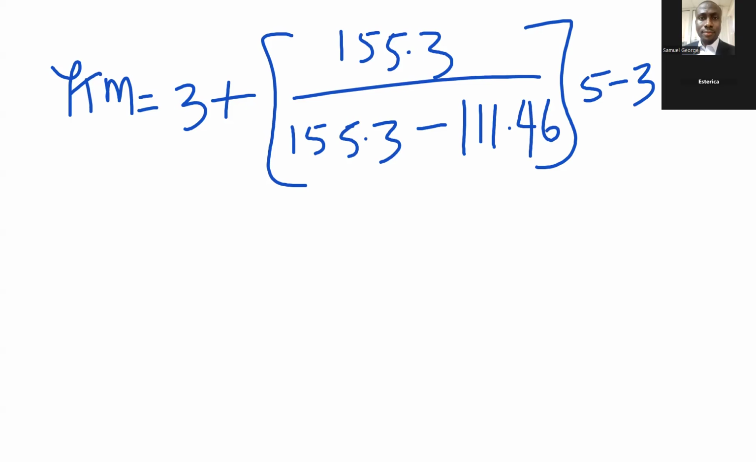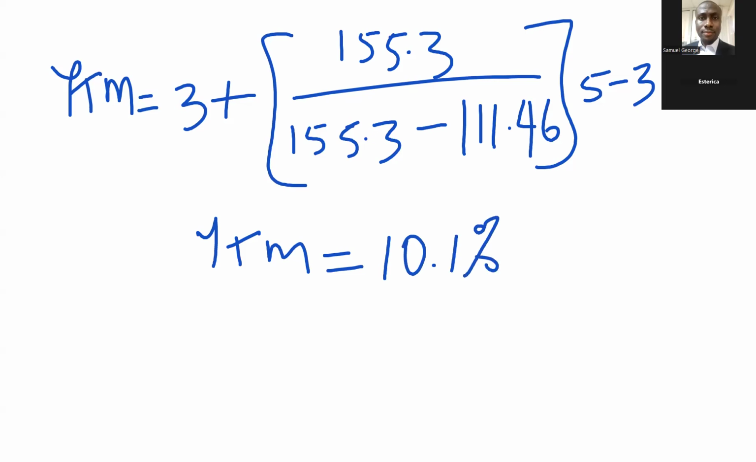So punch your calculator. Our YTM will be equal to 155.3 divided by, open a bracket, 155.3 minus 111.46, close the bracket, equals this. Multiply by 5 minus 3 is 2. Multiply by 2 equals this, plus 3. I get 10.1%.